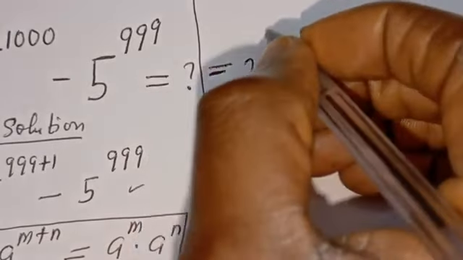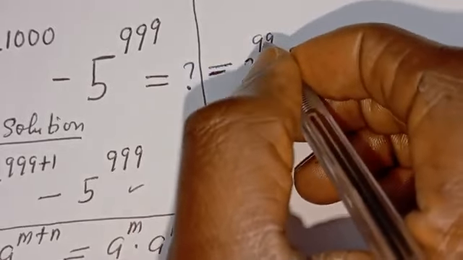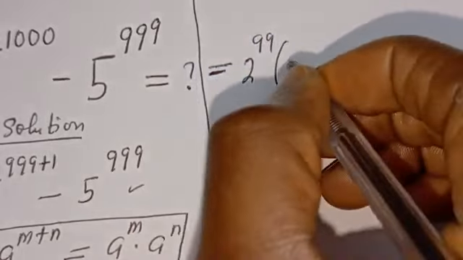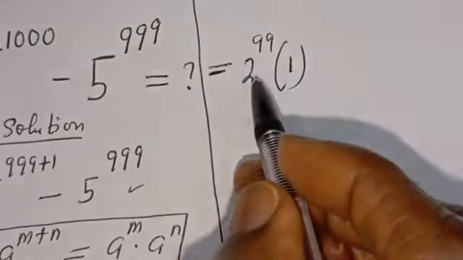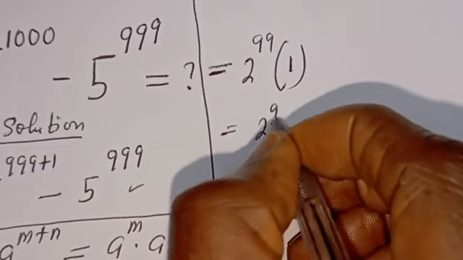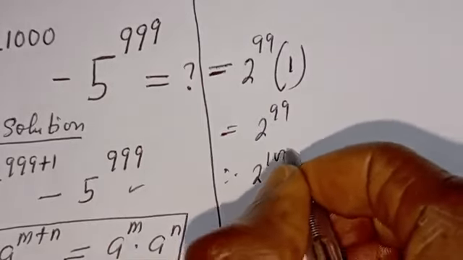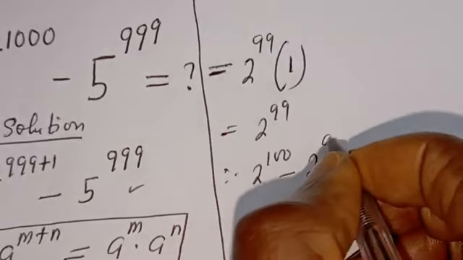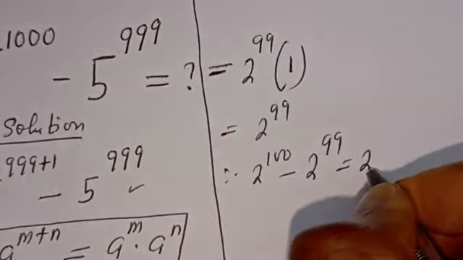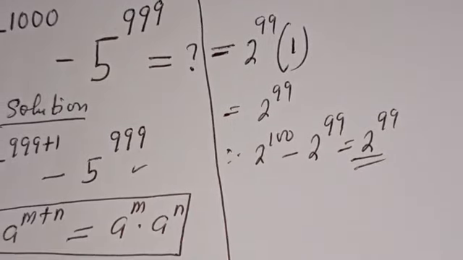Then this is 2 to the power of 99 bracket 2 minus 1, that is 1. And if you multiply 2 to the power of 99 by 1, you have 2 to the power of 99. Therefore, 2 to the power of 100 minus 2 to the power of 99 is equal to 2 to the power of 99. Now, let's try this again.